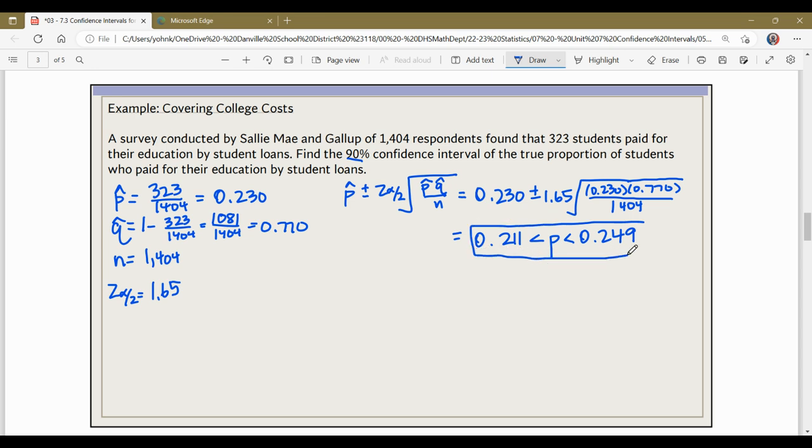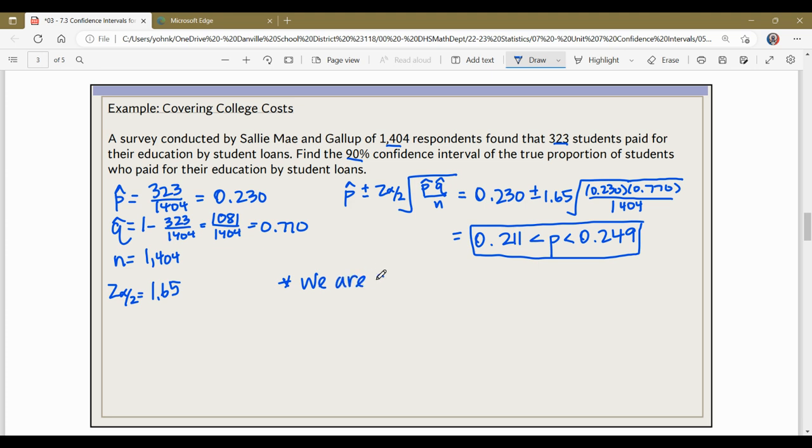So basically, kids, what this is telling me is I took a sample of 1,404 people and found that 323 of them paid for their education by student loans. That turned out to be 23% rounded. So based on this sample of 1,404 people, in which 23% paid student loans, I can say with 90% confidence that the actual percentage of all students in college is somewhere between 21.1% and 24.9%. So that's what we're going to write here.